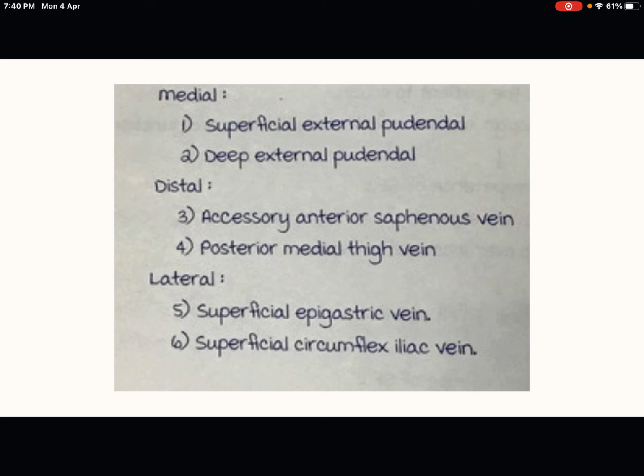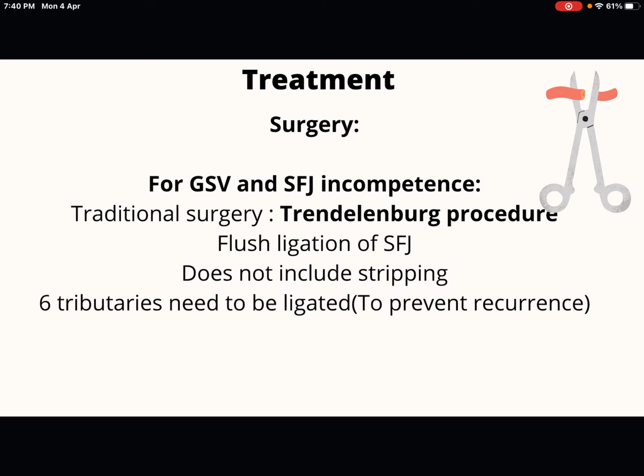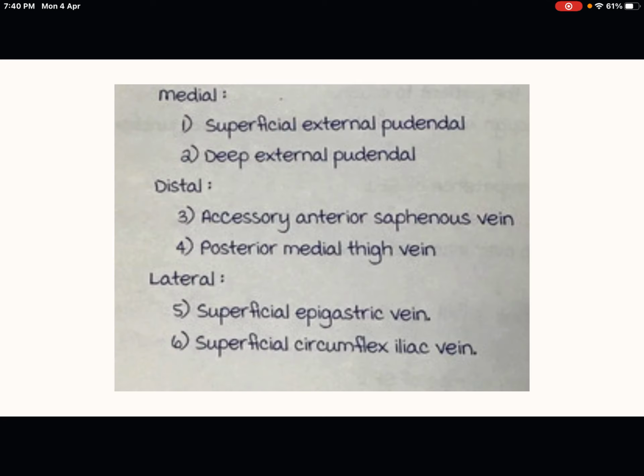MDL: medial, distal, lateral. There are three subheadings, and overall six tributaries we need to ligate. So what are they? In the medial group: superficial external pudendal and deep external pudendal. In the distal group: accessory anterior saphenous vein and posterior medial thigh vein. Coming to the lateral group: superficial epigastric vein and superficial circumflex iliac vein.